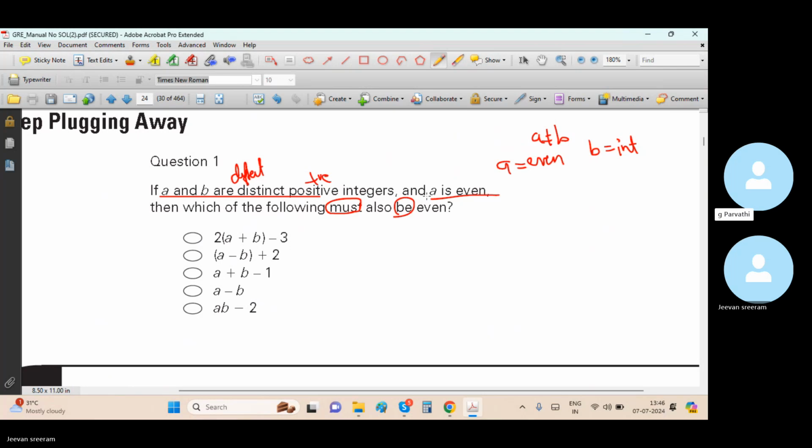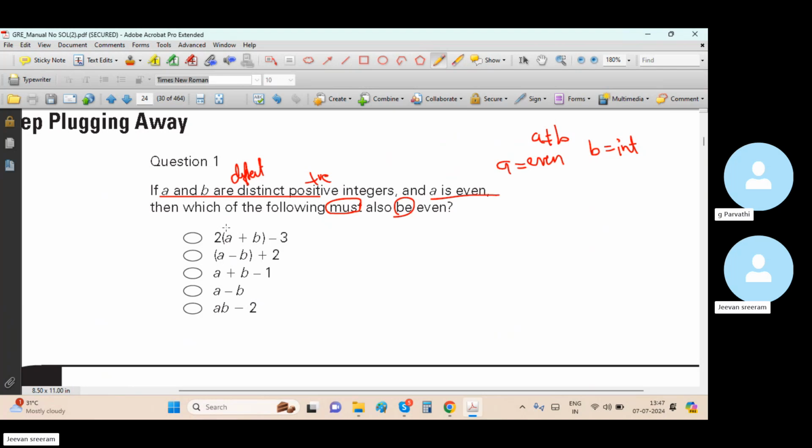I think it's AB minus 2. That's just the option. So somehow you can even handle this question by simple manipulations like, even plus even always gives you an even. Even plus odd always gives you an odd, right? We should always get even. Even in one case, if you get an odd for any option, that must be eliminated, correct?